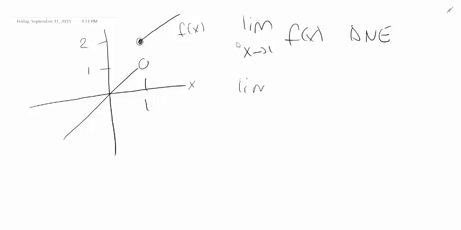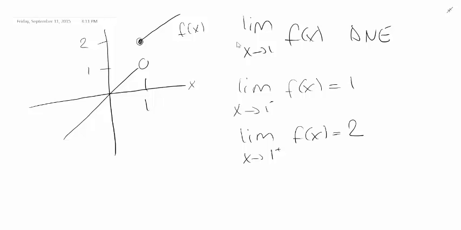My limit as x goes to 1 from the left of f of x is going to be 1, and my limit as x goes to 1 from the right of f of x is going to be 2. Now notice it doesn't matter what the value of the function is at x equals 1. It only matters what it approaches.